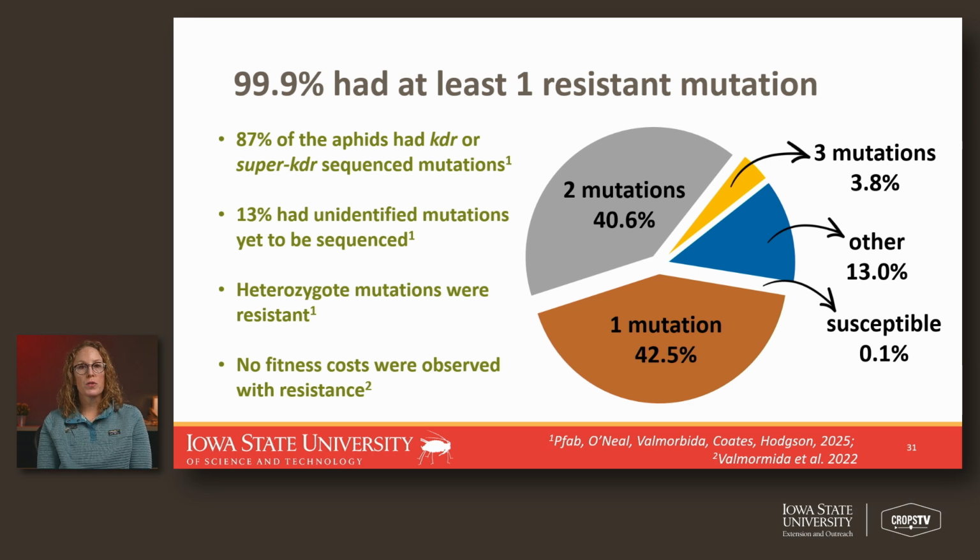And in other news, another graduate student did some further work, and he was able to demonstrate the heterozygote mutations were resistant as well. So that means an individual had one dominant and one recessive gene, but they still were able to express mutations and would survive a pyrethroid exposure. And kind of a worst case scenario, he was also not able to demonstrate any fitness costs observed with these KDR or super KDR mutations.